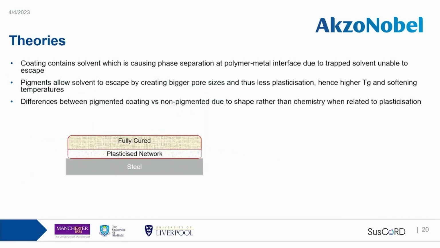So my theory is that the coating contains solvent, which is causing a phase separation, as in what I'm showing here. So I've got fully cured, and then I've got a plasticized network where the trapped solvent cannot escape. Pigments are allowing the solvent to escape by creating bigger pore sizes, and it's being less plasticized. That's why it's got a higher TG. And then the differences between the pigmented and the non-pigmented is more about shape rather than chemistry.